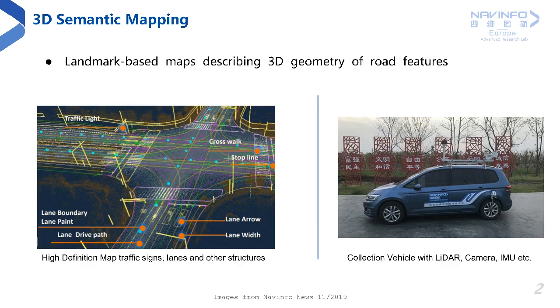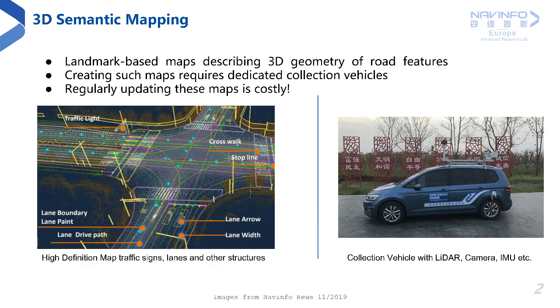Autonomous driving and advanced driver assistance systems utilize 3D semantic maps of road landmarks such as lane boundaries, stop lines, traffic signs and lights, and so on, describing their geometry. These maps are utilized for accurate planning and safe decision making during the drive. However, creating such maps requires dedicated collection vehicles with sensors such as LiDAR, stereo cameras, inertial measurement units, wheel odometers, and so on. Therefore, regularly updating the map to reflect short-term changes due to road maintenance or long-term changes with urban planning is a highly costly endeavor.